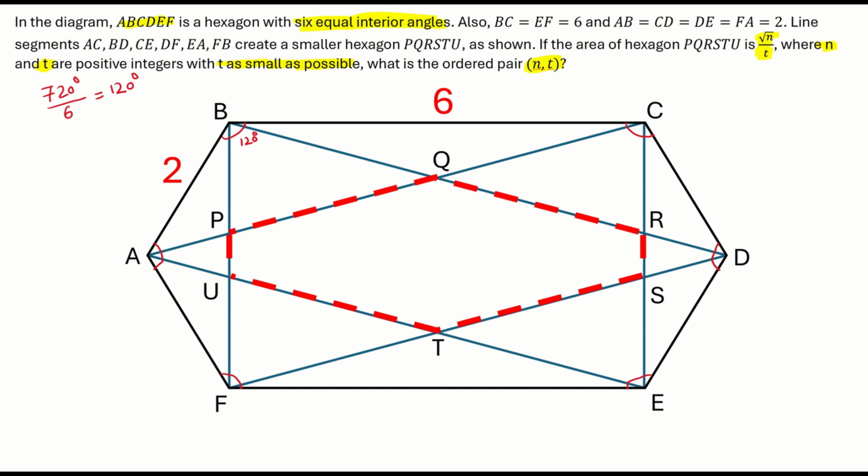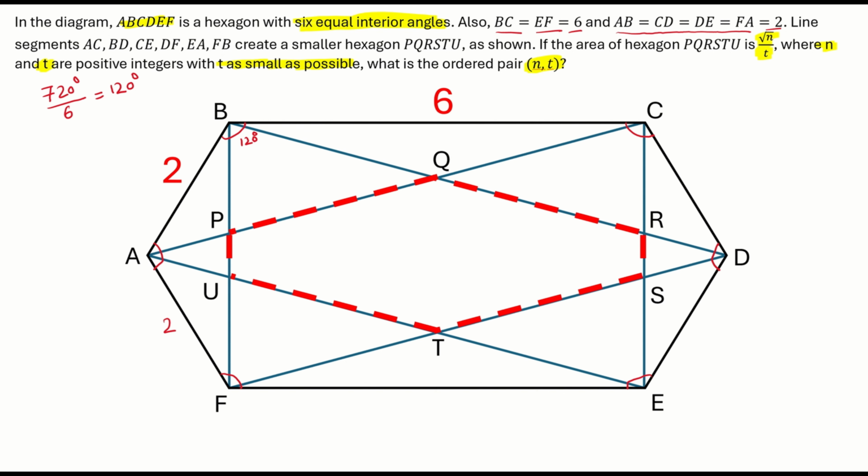Okay, now they have also given us the sides: BC and EF are equal to 6, whereas all the others, AB, CD, DE, and FA, are equal to 2. So I have AB equal to 2, and AF is also equal to 2 here.